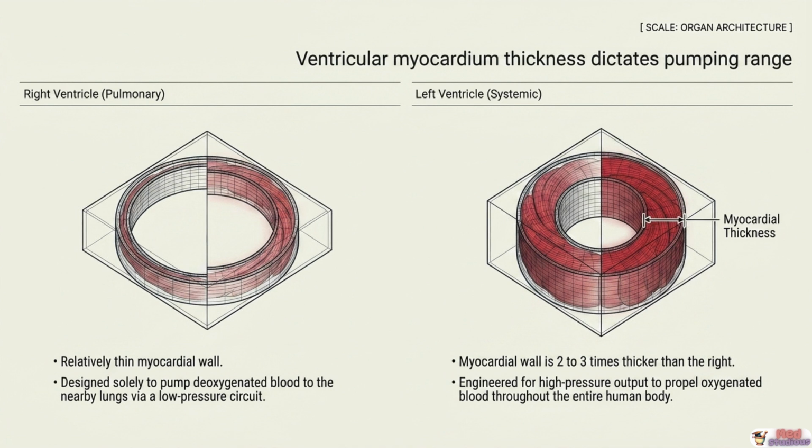In stark contrast, the left ventricular myocardium is engineered to be 2 to 3 times thicker than the right. The left ventricle is the systemic workhorse, built to generate massive, high-pressure output to propel blood out into the high-resistance network of the entire human body. This extreme wall thickness is a pure physiological adaptation to resistance, ensuring that even the most distant capillary beds in the feet and brain receive steady, pressurized blood flow.